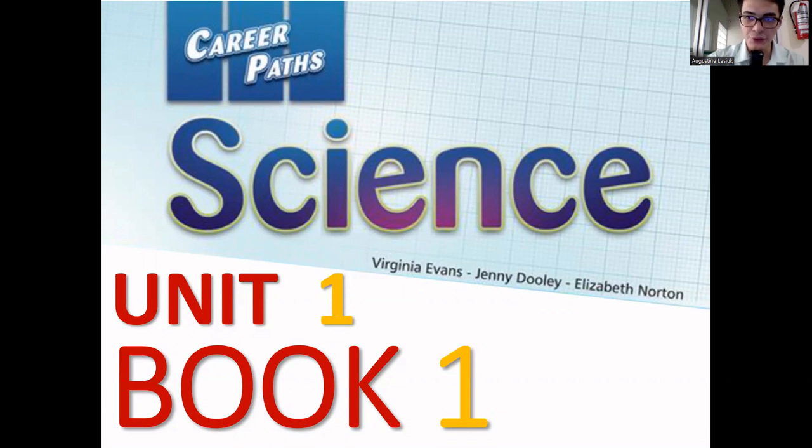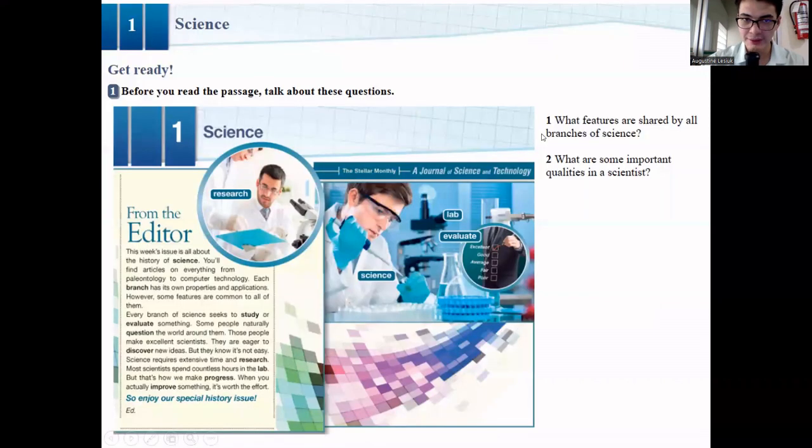Today, we will be covering Unit 1 of Book 1, which is about science. So for this unit, we will be covering the common vocabulary and terminology used when talking about science. We'll talk about the different branches of science, how they're similar and different from each other, and we'll talk about the different qualities of a scientist. Okay?